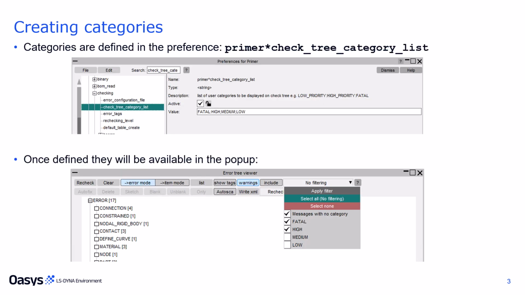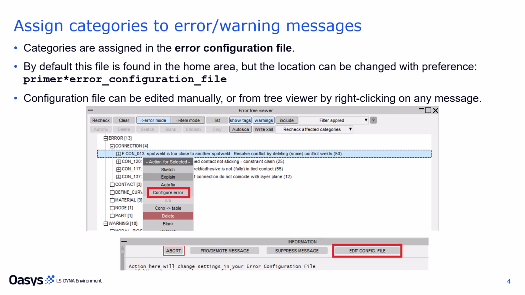The categories have to be defined in the Primer preference check tree category list. Once we've done this, they will be available in the pop-up. Now we have to assign a category to each of the error or warning messages. We can do this by simply manually editing the error configuration file. This file lives in the home area, but the location can be changed with the preference error configuration file. We can also access this file by right-clicking on any of the messages in the tree view and then going to Configure Error and clicking on Edit Config File.